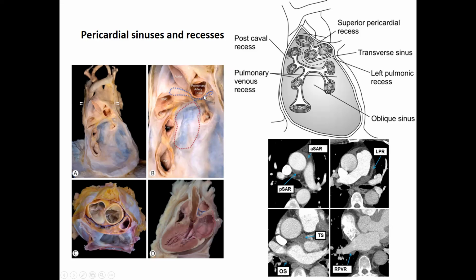This is ex vivo. So this is the transverse sinus, and this is the oblique sinus here. And this is how it appears in cardiac CT. So this is one of the recesses. They look like fluid-filled spaces around the great vessels, and we shouldn't mistake them for pathology.